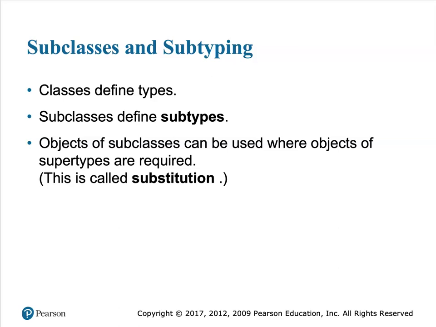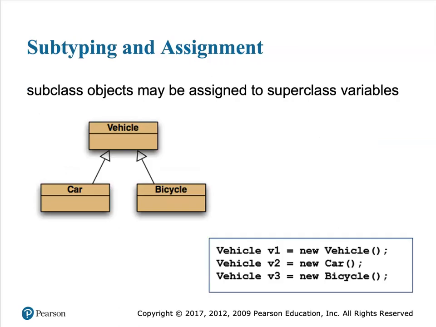Let's make this a little more concrete. So this is to give us the example of substitution. Here we have an inheritance hierarchy. The superclass is vehicle, and the subtypes are car and bicycle. So a car is a vehicle, and a bicycle is a vehicle, and then also a vehicle is a vehicle.